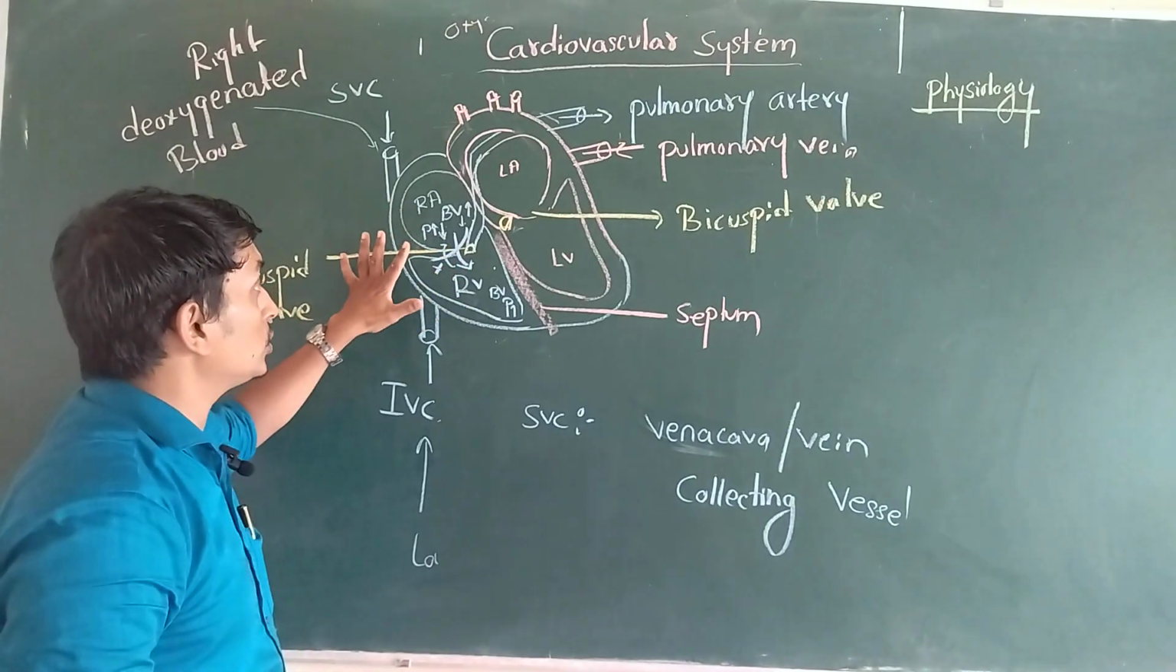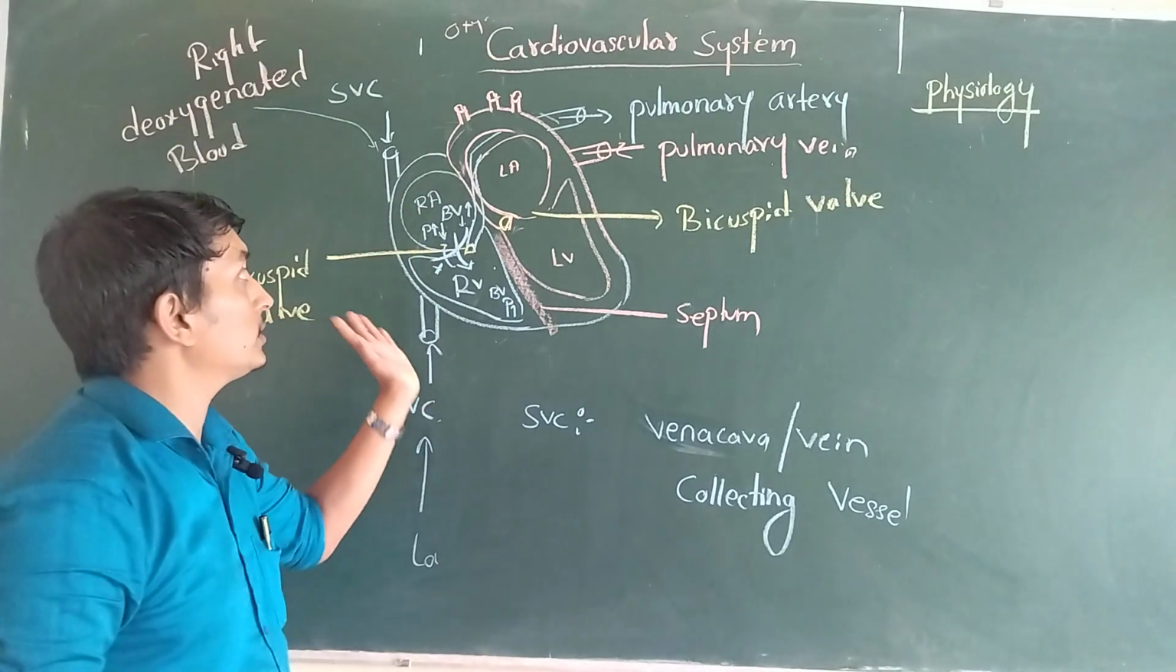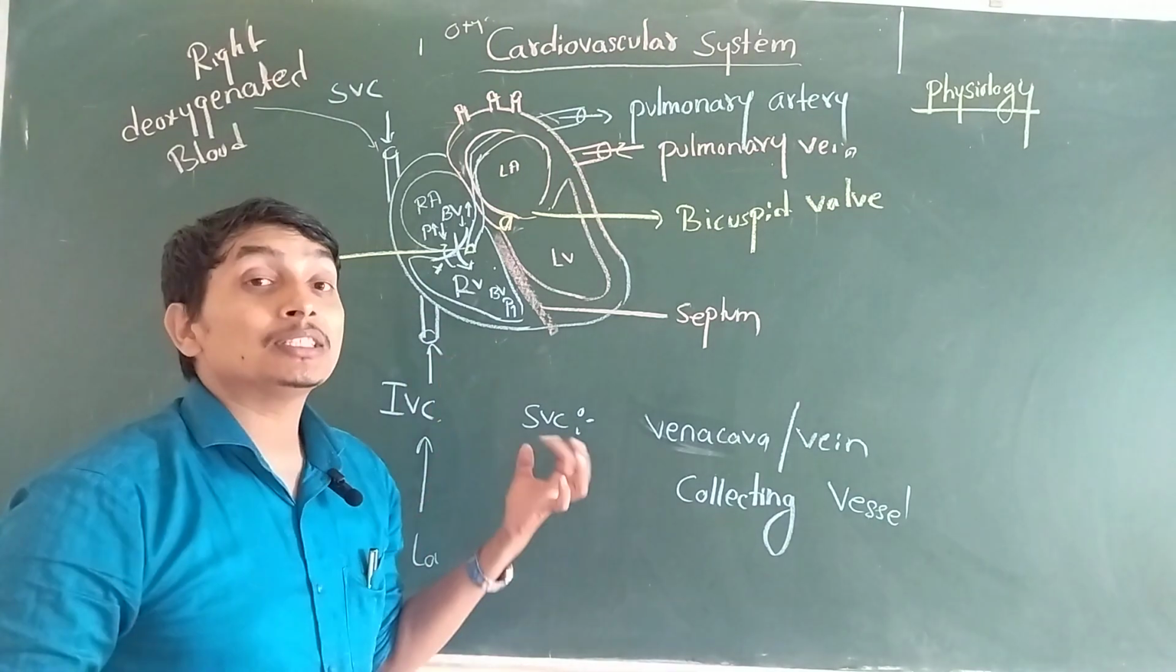If our valve does not close, what will happen? Blood may flow back into the right atrium and the circulation out of the heart becomes reduced. For this reason, that reduces the cardiac output.